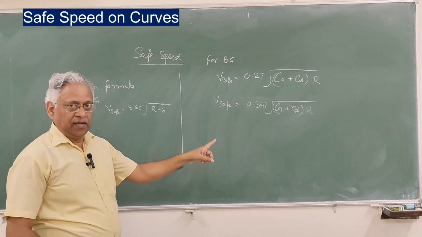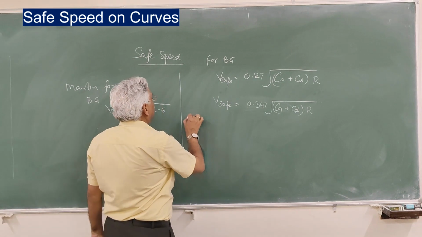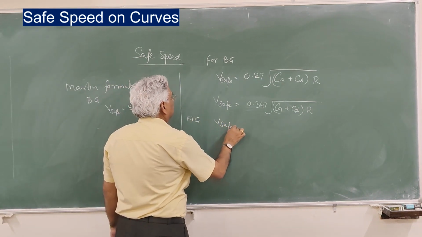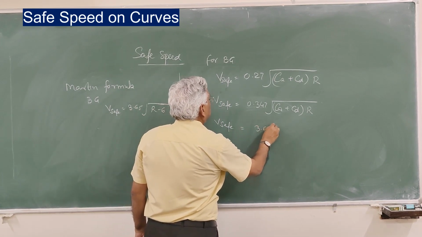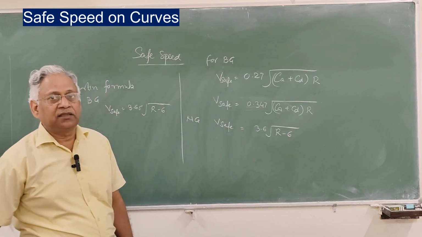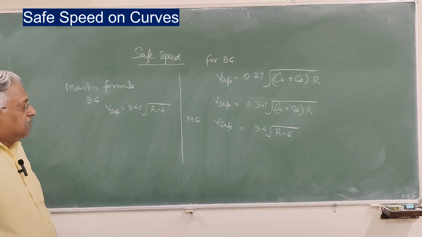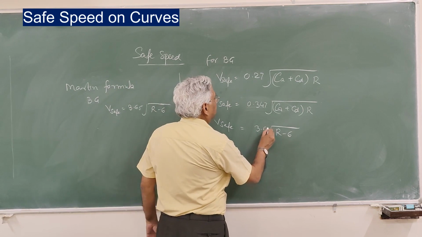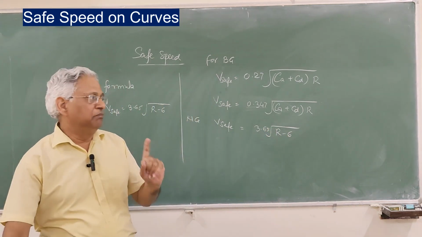Again, CA and CD same, units in millimeter, R in meter. And for narrow gauge, Martin's equation is still good enough: the safe speed on narrow gauge is 3.65 square root of (R minus 6), where R is the radius of the curve in meter.